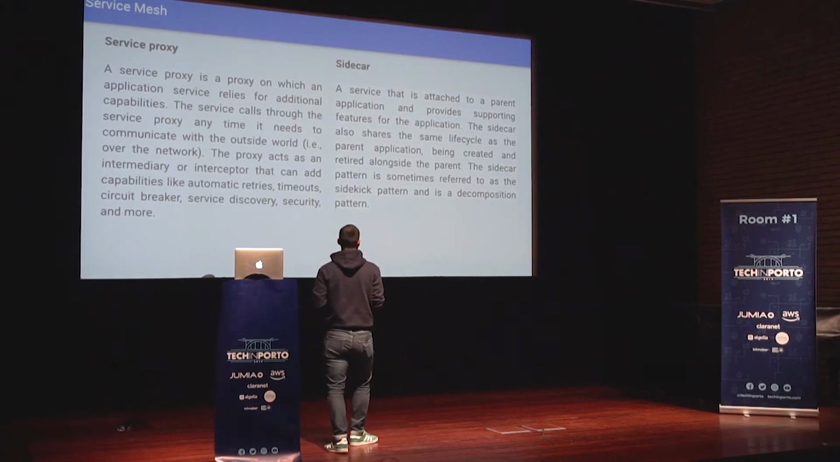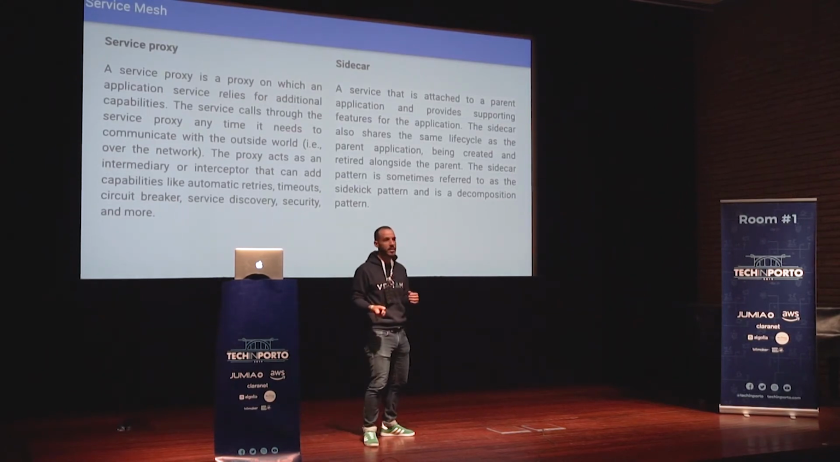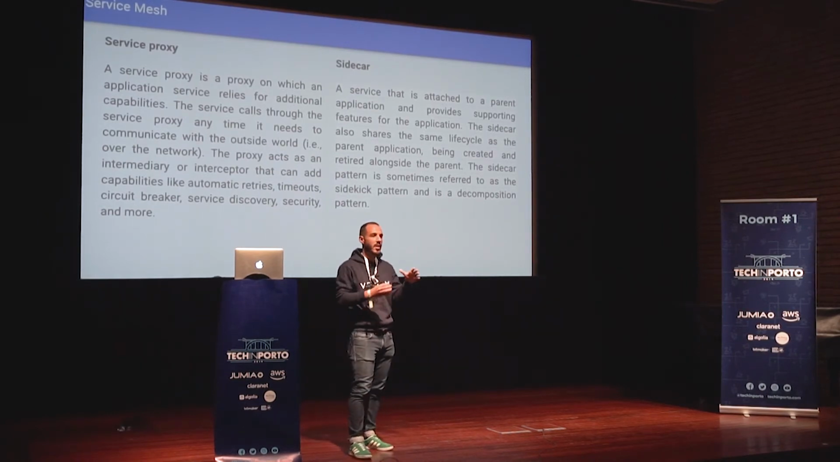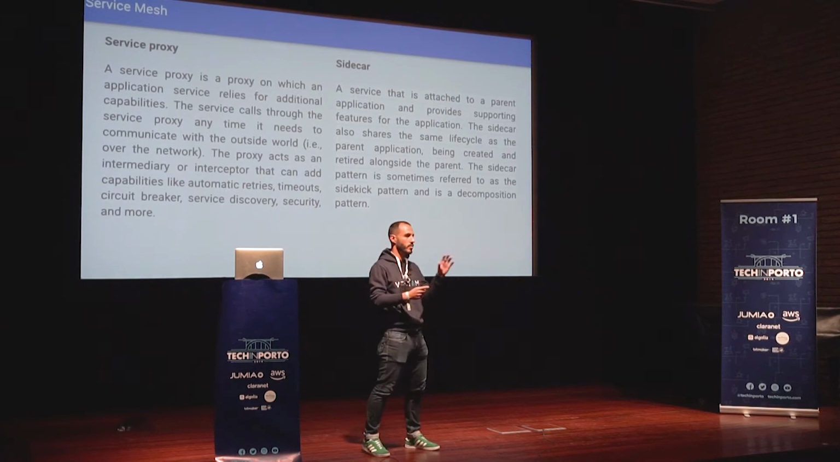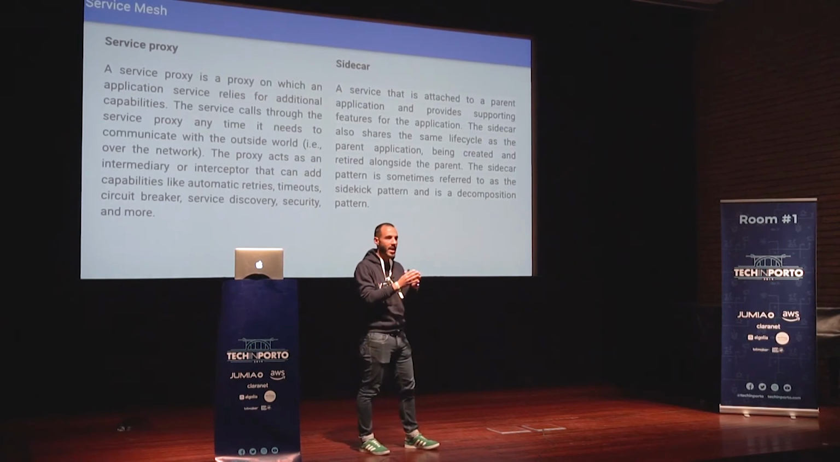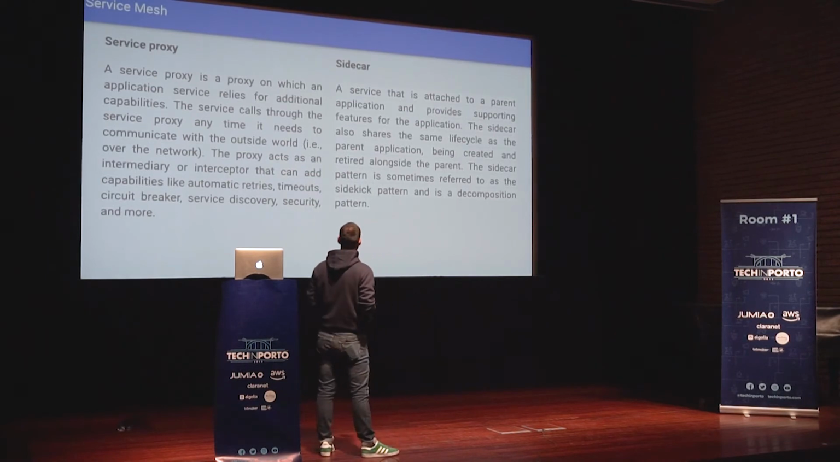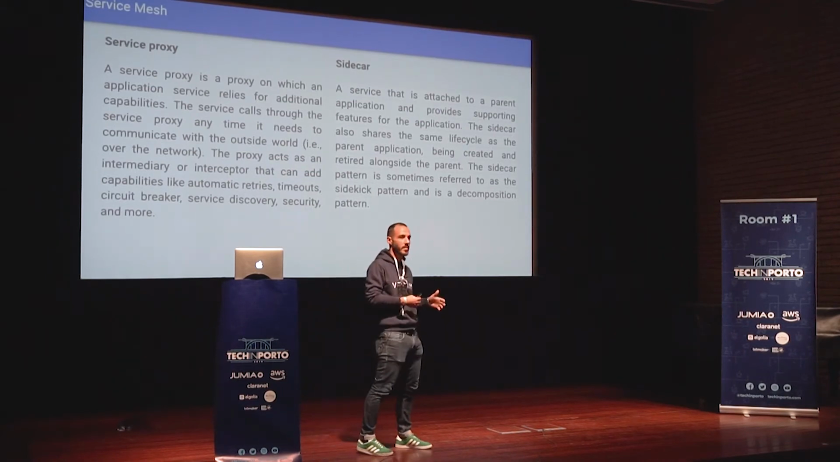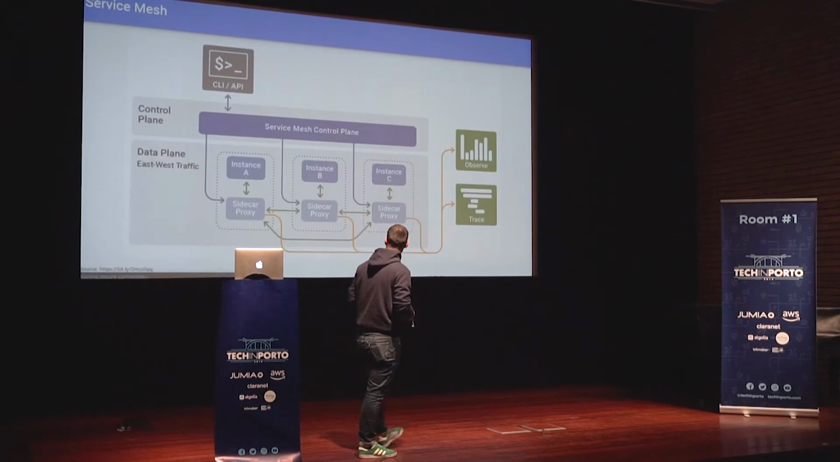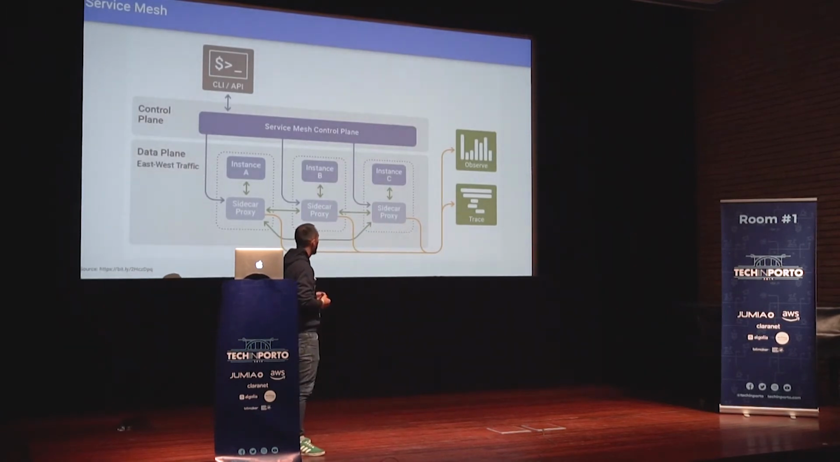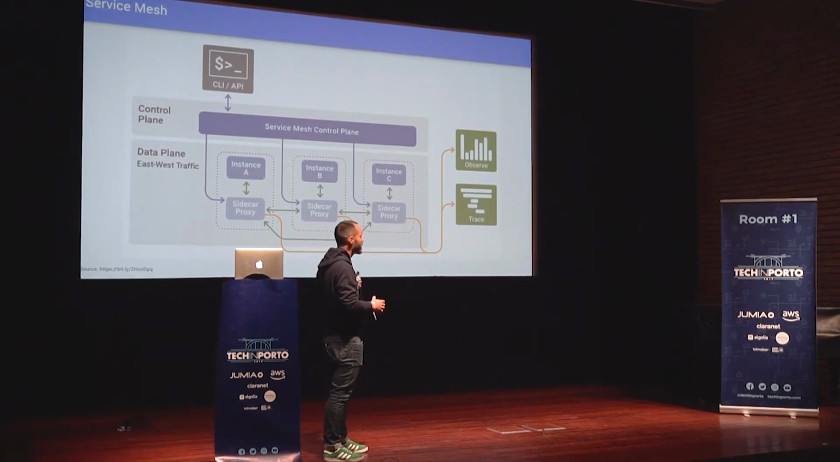And the concept of a sidecar, which is known as a decomposition pattern, where instead of having your app and everything in there, you split your app into two, three, or four, or whatever it is, and you offload capabilities between those. These concepts are important since service mesh will make use of them to be implemented. So this is a generic idea of what a service mesh looks like. We'll see in a bit that Istio has a very similar concept to this.